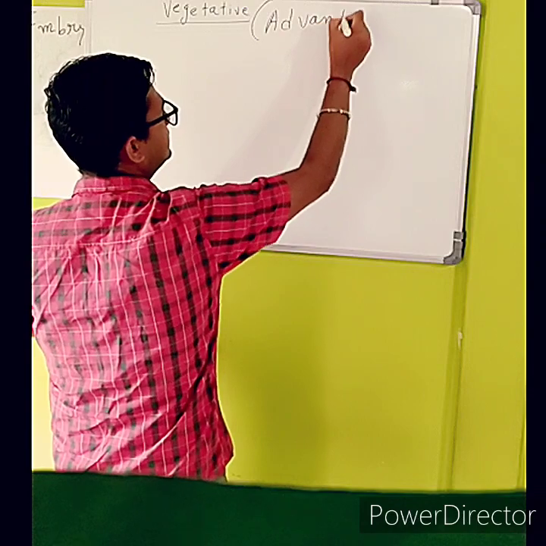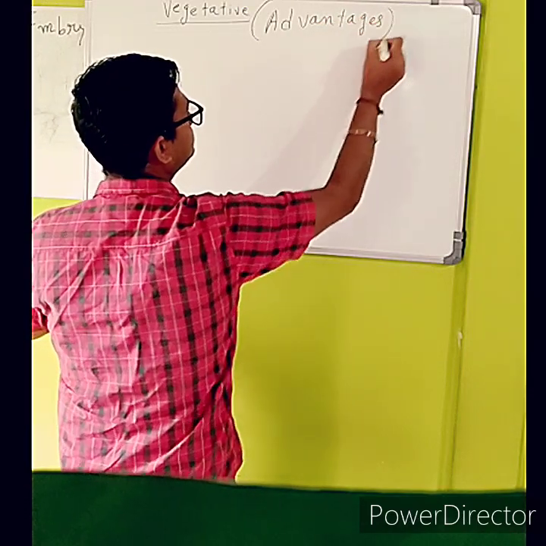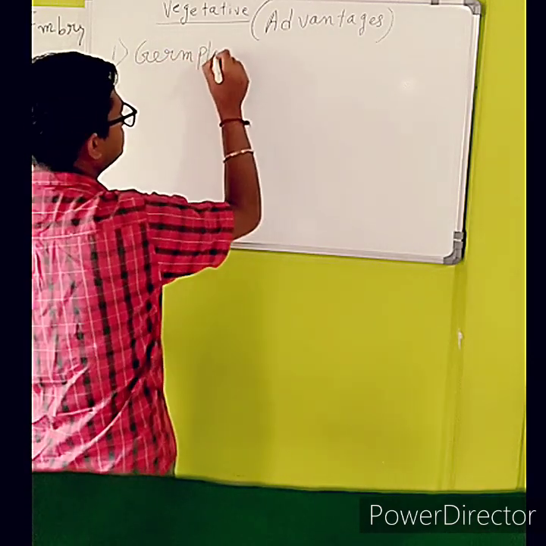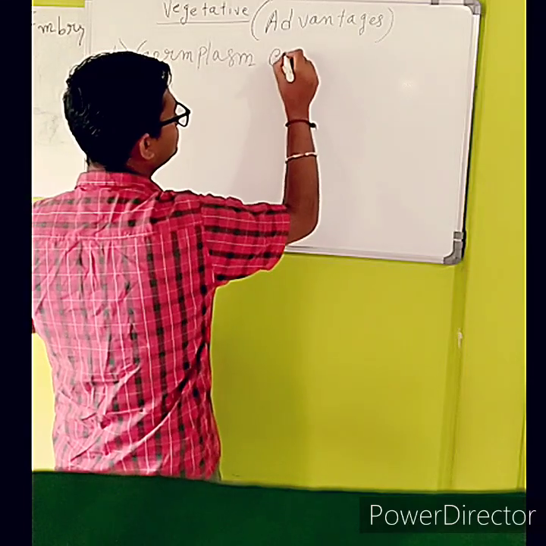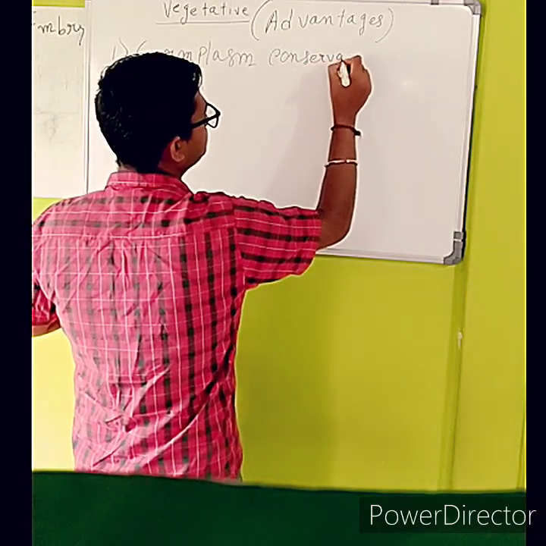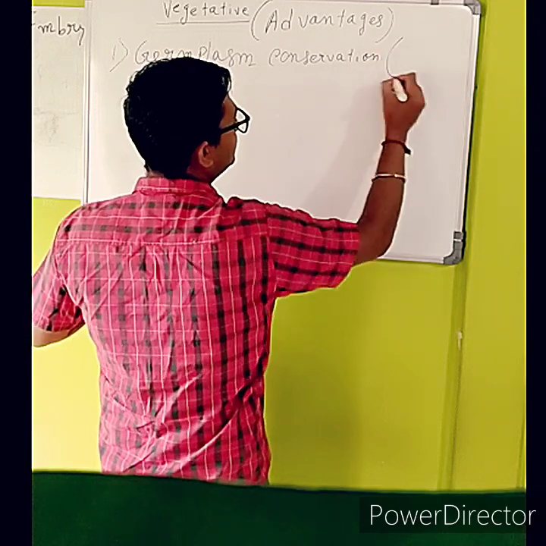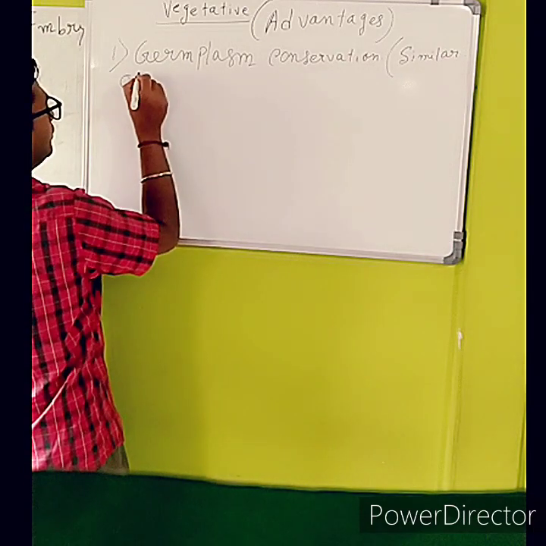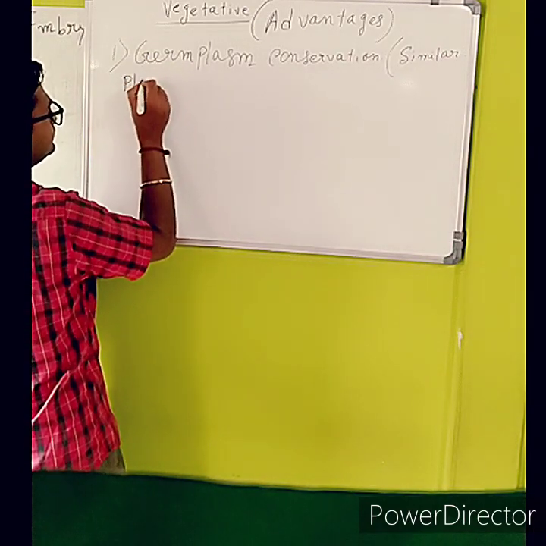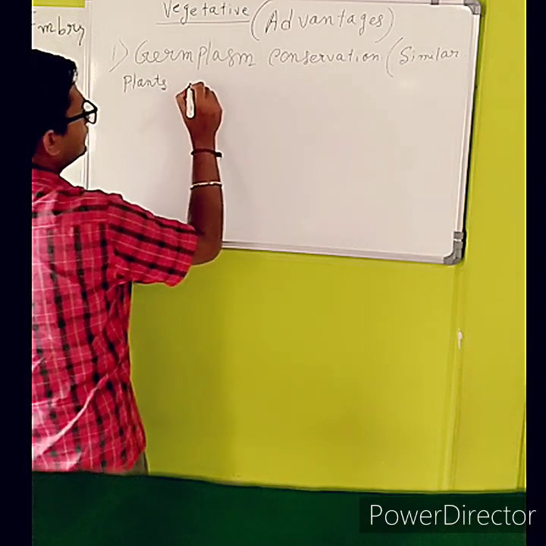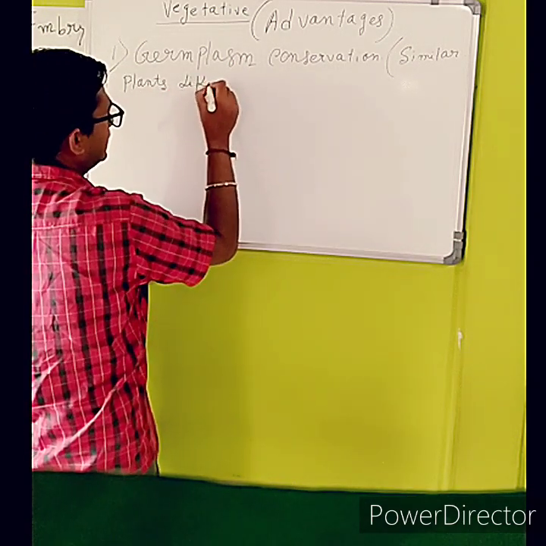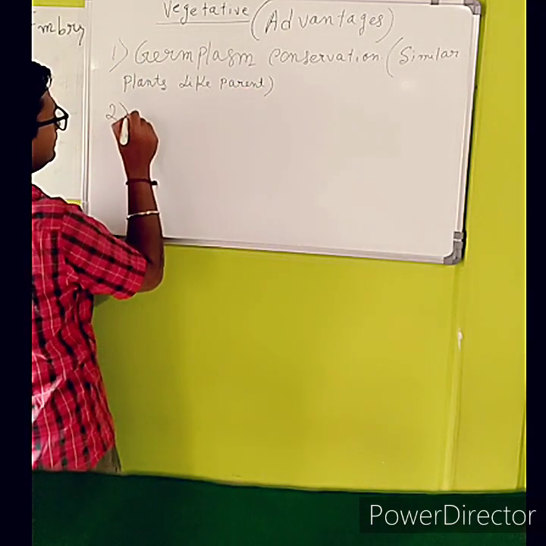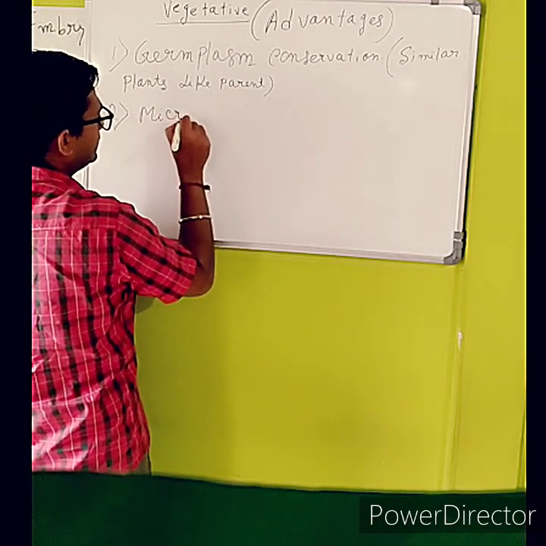Now move on to the advantages of vegetative propagation or vegetative reproduction. So it is very important. Vegetative propagation is important for germplasm conservation because the progenies obtained from vegetative propagation are exactly similar to their parents, so we can get the exact germplasm or genes, the exact characters like the parents. So this helps the germplasm conservation of plants.